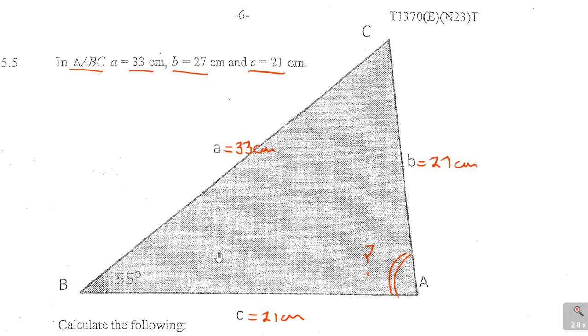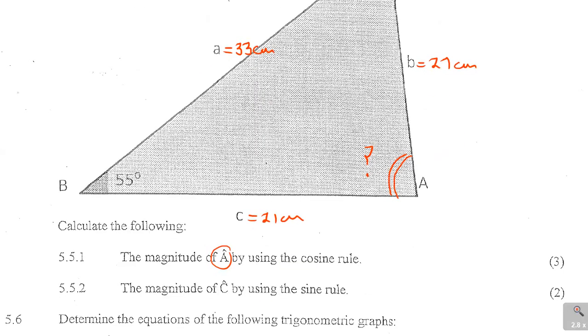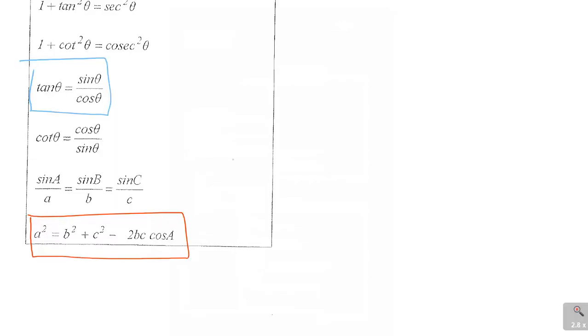They specified using the cosine rule, so you don't have a choice. They give you 3 marks. So if I go to my formula, you need to convert this formula in terms of cos A, make cos A the subject of the formula. There are simpler ways you can do it. You can see in this formula already, the negative is this side.